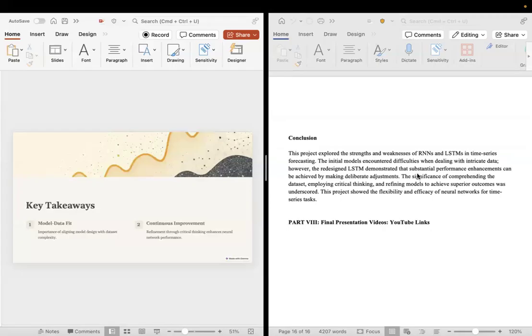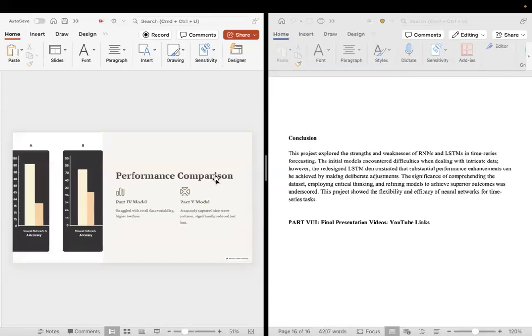In the conclusions, this project explored the strengths and weaknesses of RNNs and LSTMs in time series forecasting. The initial model encountered difficulties when dealing with complex data. However, the redesigned LSTM demonstrates that substantial performance enhancement can be achieved by making deliberate adjustments.